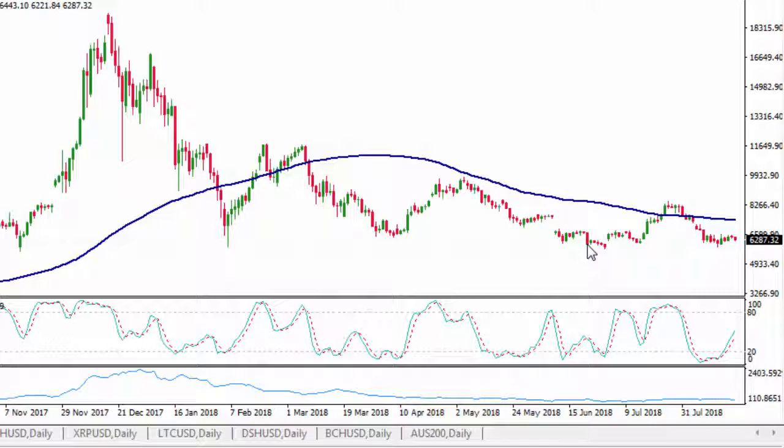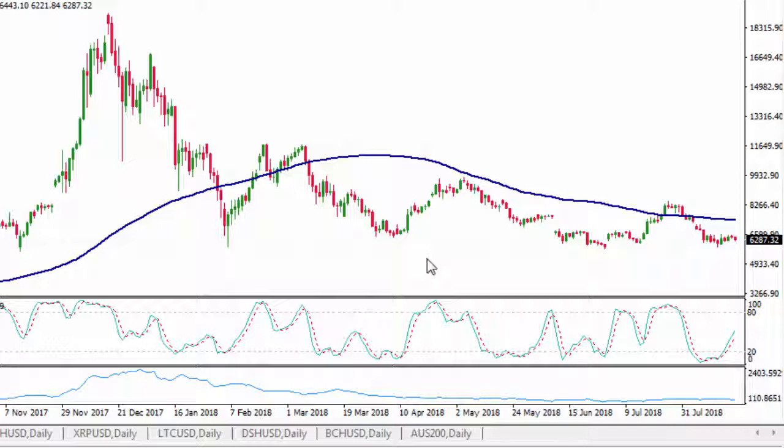So in a nutshell, the setup criteria for this is to look for uptrending cryptocurrencies, and as they're trending up, if they're ever oversold in a sideways or trendless market, that gives us an opportunity to jump in and buy.